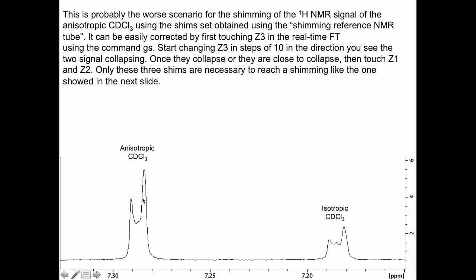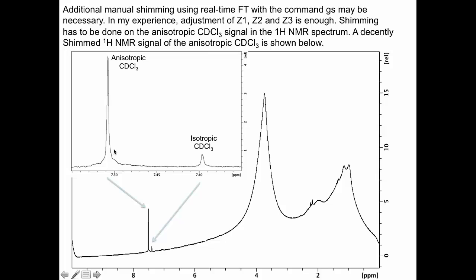But here, you just touch Z3 in steps of 10 in the direction that the signal collapses, and then you will see this signal collapsing, and then you can touch Z1 and Z2 manually. In Bruker, it is the command GS, I don't know the other instruments that let you run an experiment in real time, and this is normally what you get. So here, this is the shim that you should get after you adjust this.